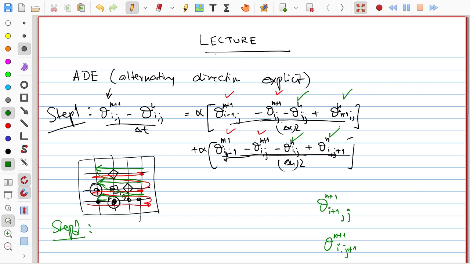Easiest way to understand is you think of whatever has already been calculated in the loop is at the n plus 1th time, and whatever is not calculated is at the nth time. Of course, theta at the I comma jth point is at n plus 1 because you are evaluating that n plus 1th theta.